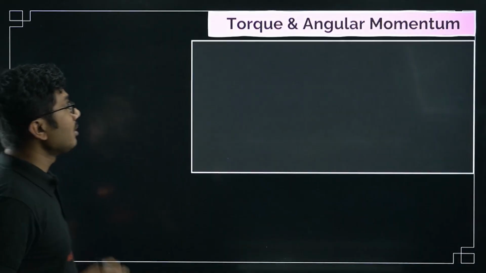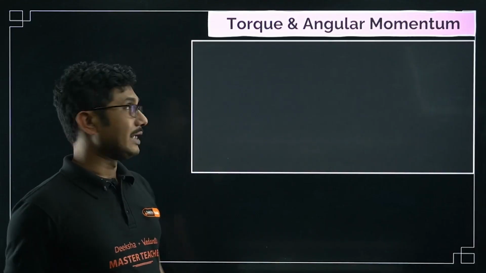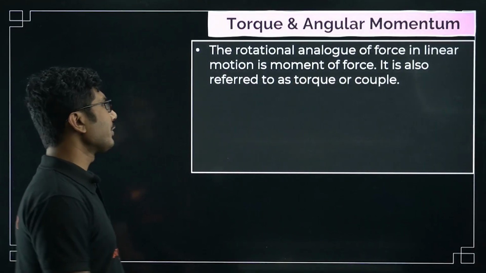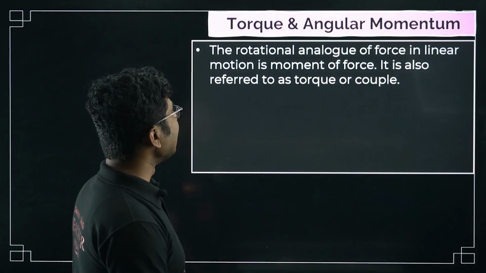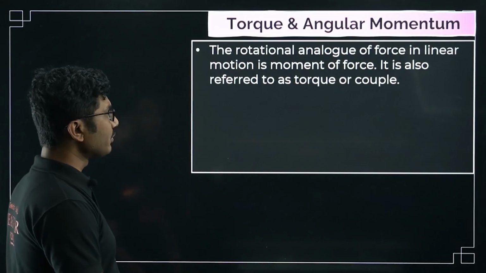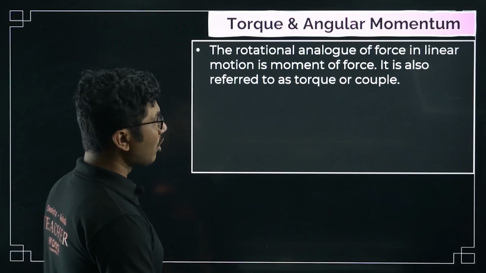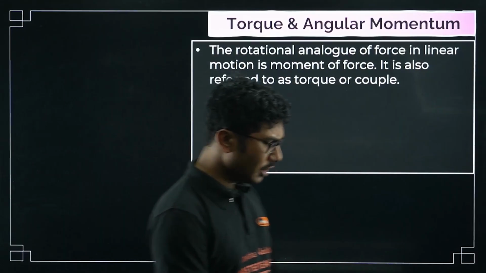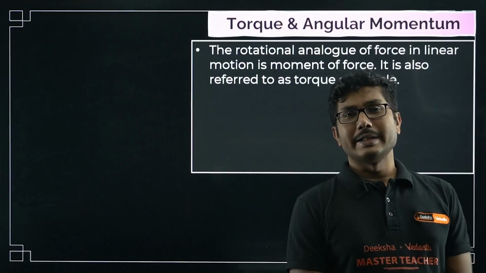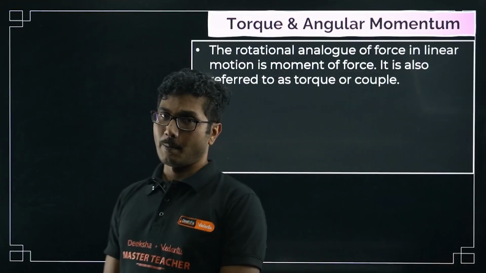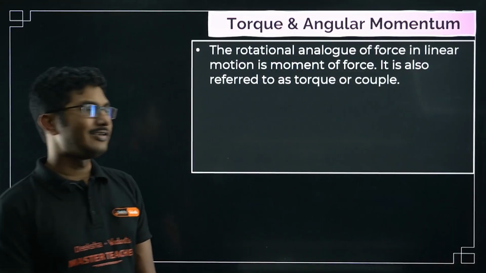Now let's move on. Torque and angular momentum. Let's see. The rotational analog for force in linear motion is moment of force. It is also referred to as torque or couple. So moment of force, torque, couple, they are all the same thing. One person has different names.